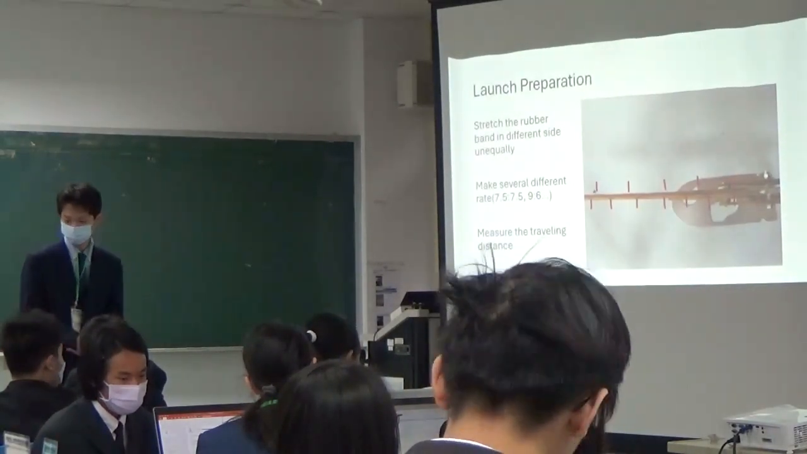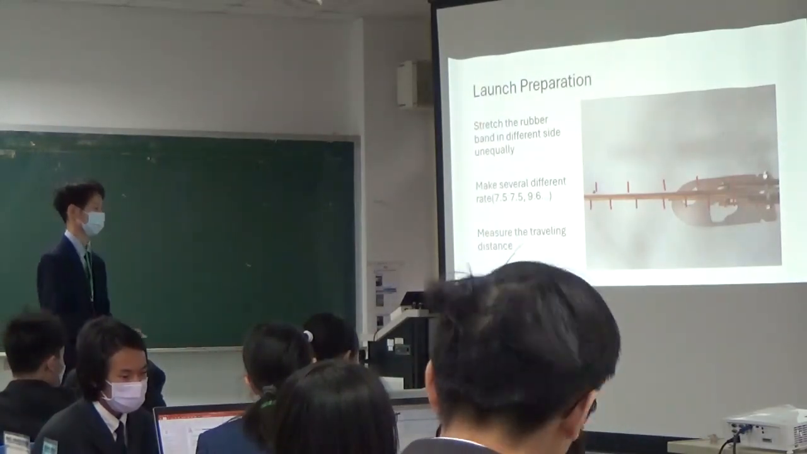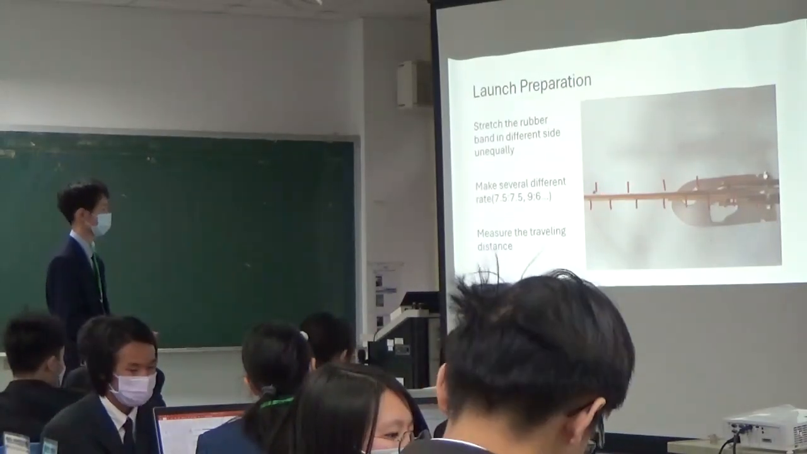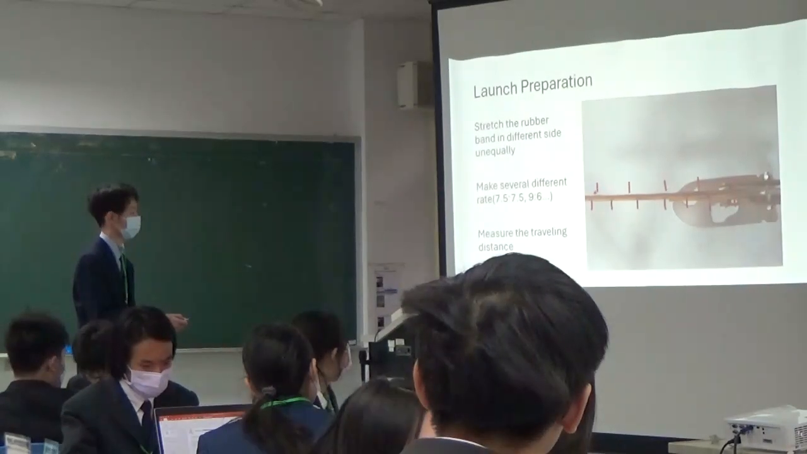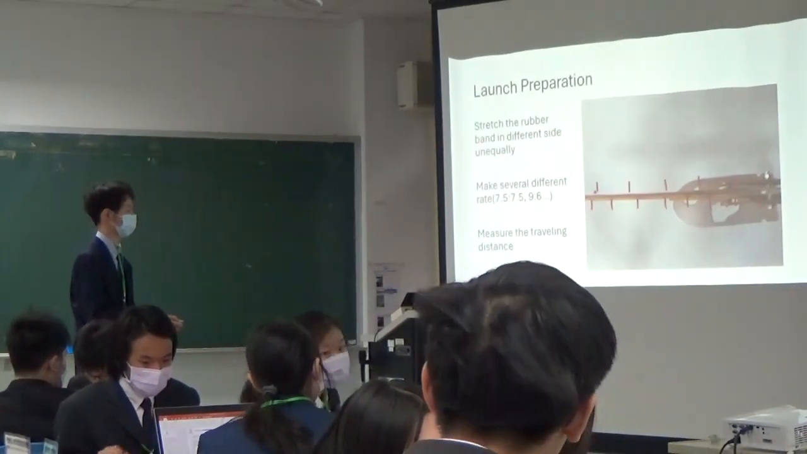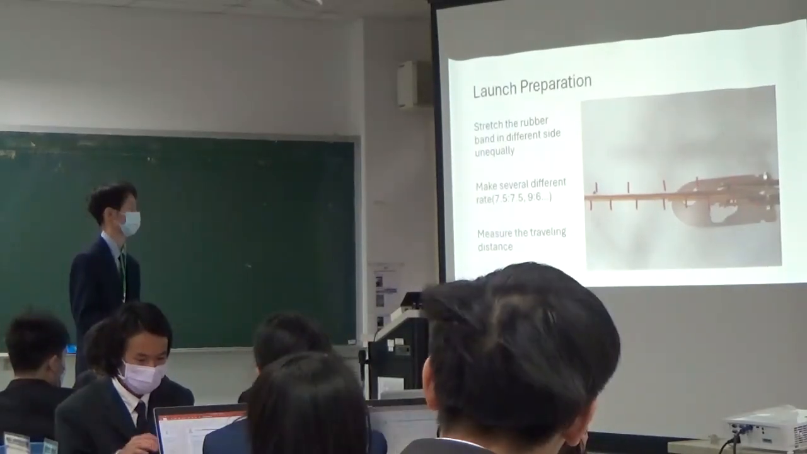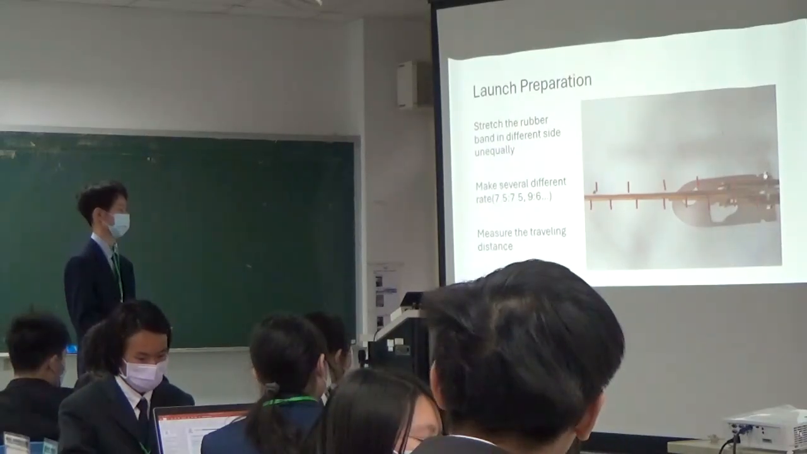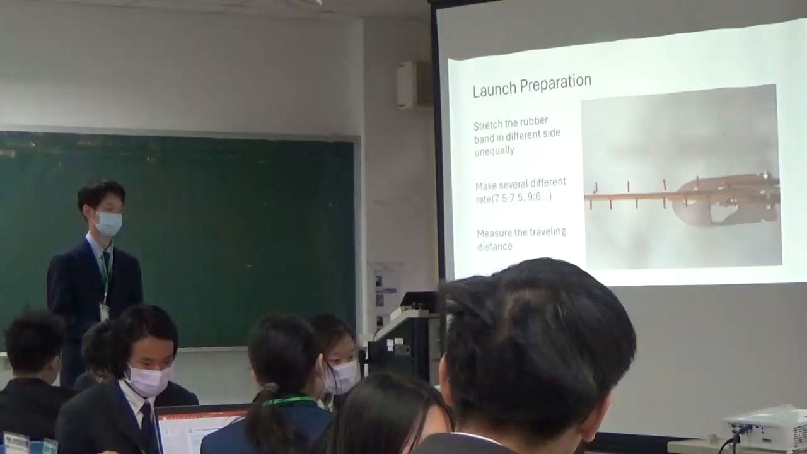For our launch, we will stretch the rubber band on different sides unequally, according to the marks we made earlier. Like this one, we make different rates of stretch. One will be one to one, like 7.5 centimeters to 7.5 centimeters, and some will be 9 centimeters to 6 centimeters. And we will measure the traveling distance with the measuring tape mentioned earlier.